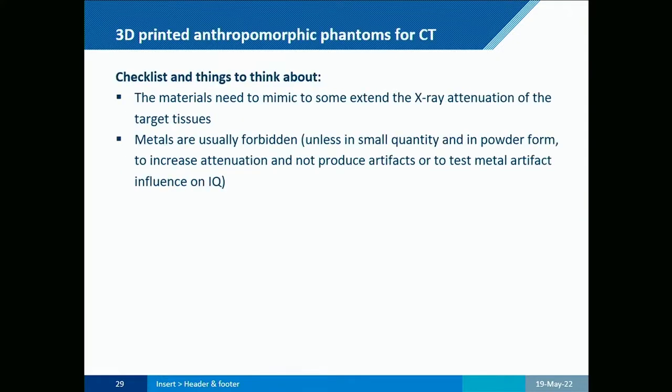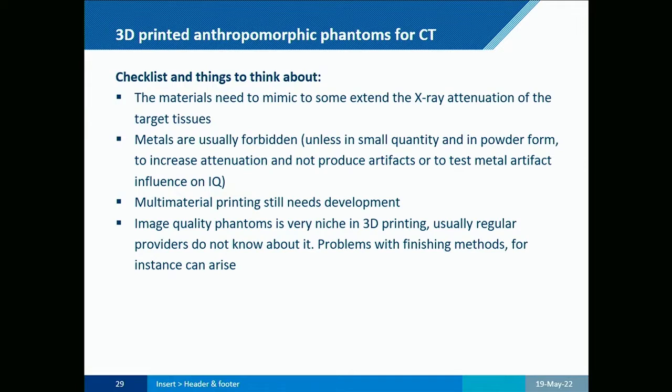So when you start doing things in 3D printing, especially for medical imaging applications, what do you need to look for? You need to figure out what materials you are going to choose, and these materials need to mimic, to some extent, the X-ray attenuation of the target tissue that you want to mimic. It makes no sense to use a material that attenuates a lot, like bone, to mimic lung vessels. Metals, normally they are forbidden unless you are interested in metal artifacts, even though nowadays you can use some 3D printing techniques with powder material that has a small doping of metals, and then you can increase the attenuation to have a wider range of attenuations.